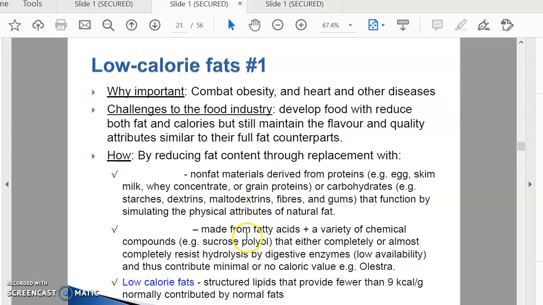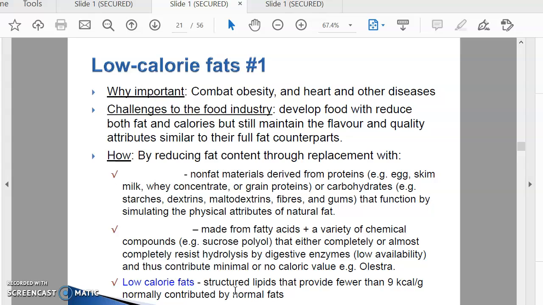The second one is made from fatty acid plus a variety of chemical compounds, for example, sucrose polyol. Okay, this one is a sweetener, so they have fewer calories, and they either completely or almost completely resist hydrolysis by digestive enzymes. So if they can resist hydrolysis by digestive enzymes, it means they are not being absorbed in your body, so no calories, same as a sweetener. So by adding the sweetener to the fatty acid, you can resist the digestion, and it will go out of your body through the waste product, okay, in the toilet.